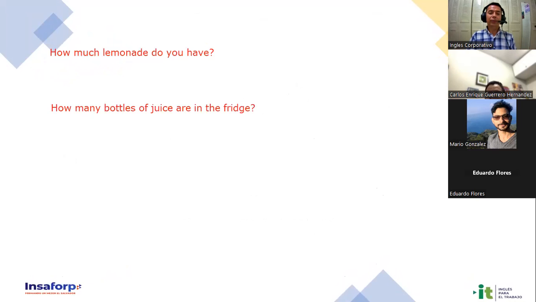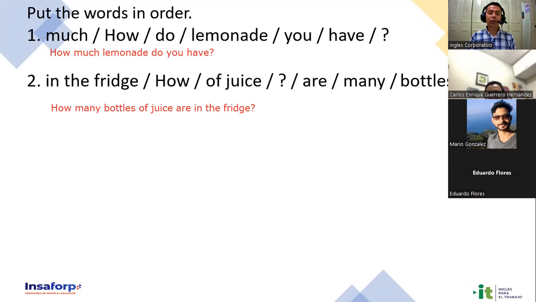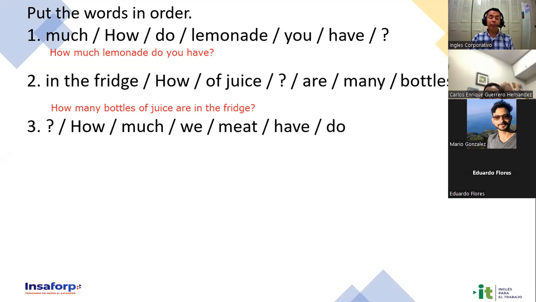Okay. How many bottles of juice are in the fridge, right? Okay, number three, please. The same dynamics, please. Come on. Meat is food, right?